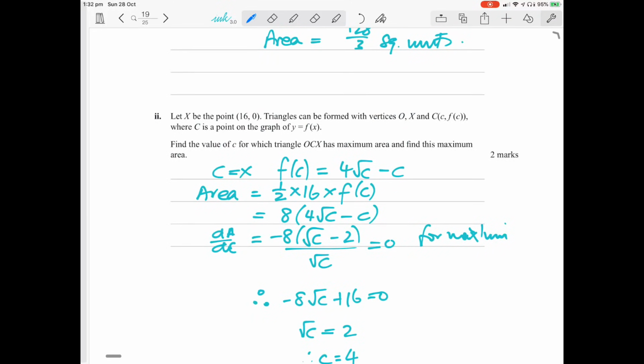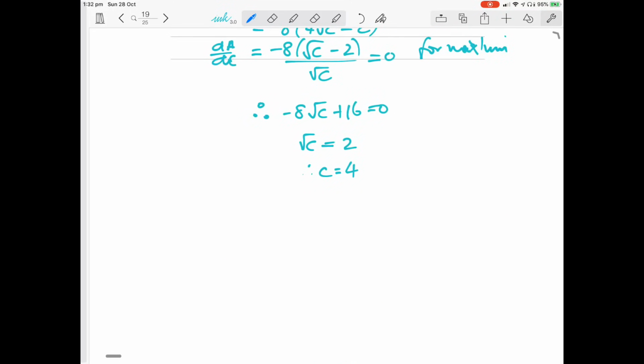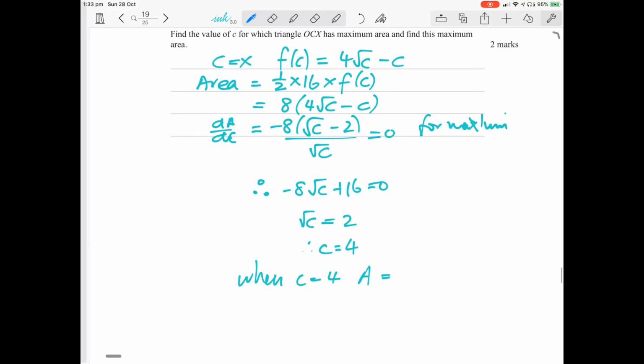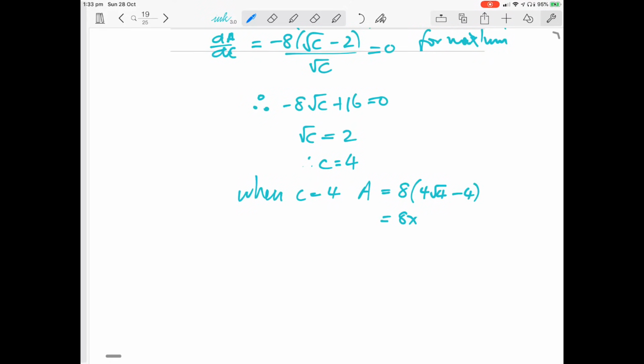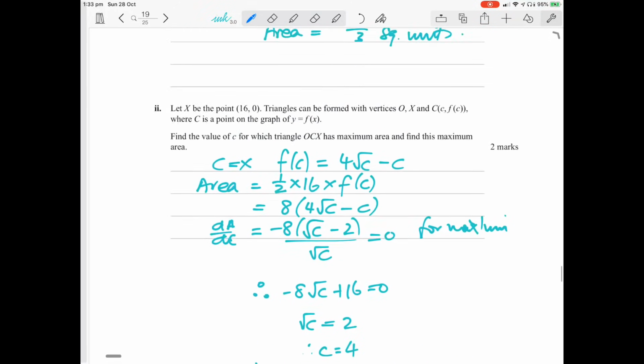Find the value of C and find its maximum area. When C equals 4, area is 8 times f of C. So 8 times 4 root 4 minus 4. So it's 8 times 4 times 2 is 8, minus 4 is 4. So 8 fours, 32 square units.